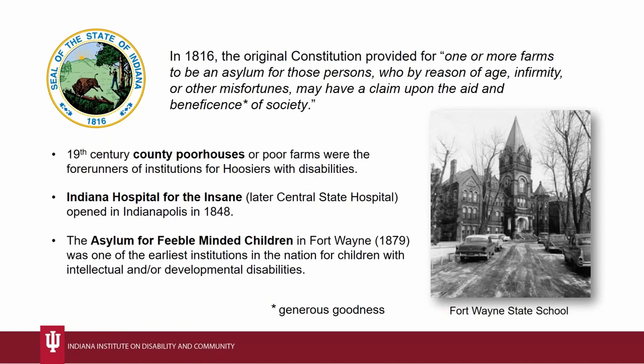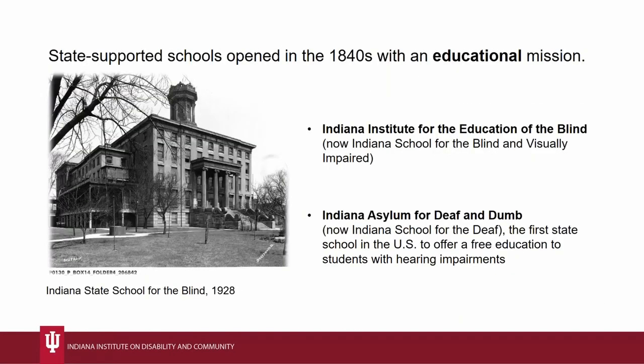In 1848, Indiana Hospital for the Insane, which was later named Central State Hospital, opened in Indianapolis. In 1879, The Asylum for Feeble-Minded Children in Fort Wayne was one of the earliest institutions in the nation for children with intellectual and/or developmental disabilities. There's a black and white photograph of Fort Wayne State School, an elegant 3-story building with many arched windows on all sides, tall triangular rooftops with spires, and the central tower is 5 stories high. Those institutions I just mentioned were what we call custodial, providing for basic needs at best.